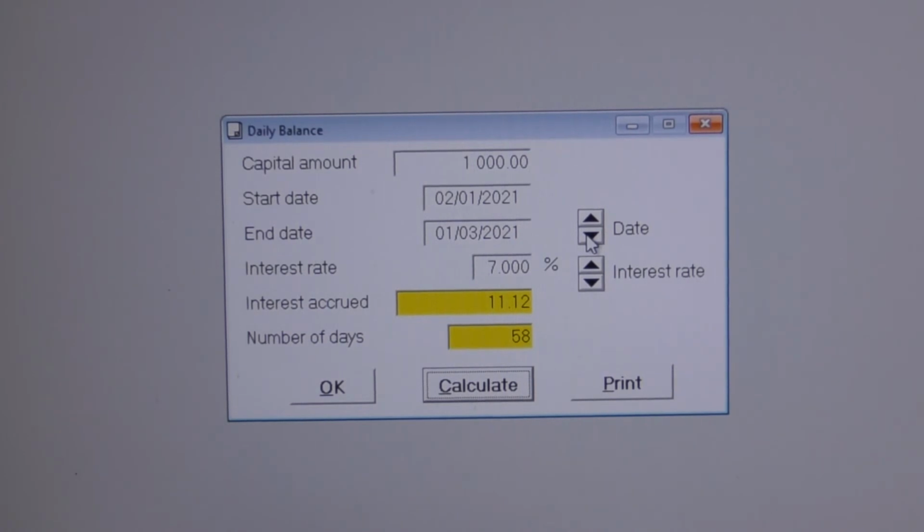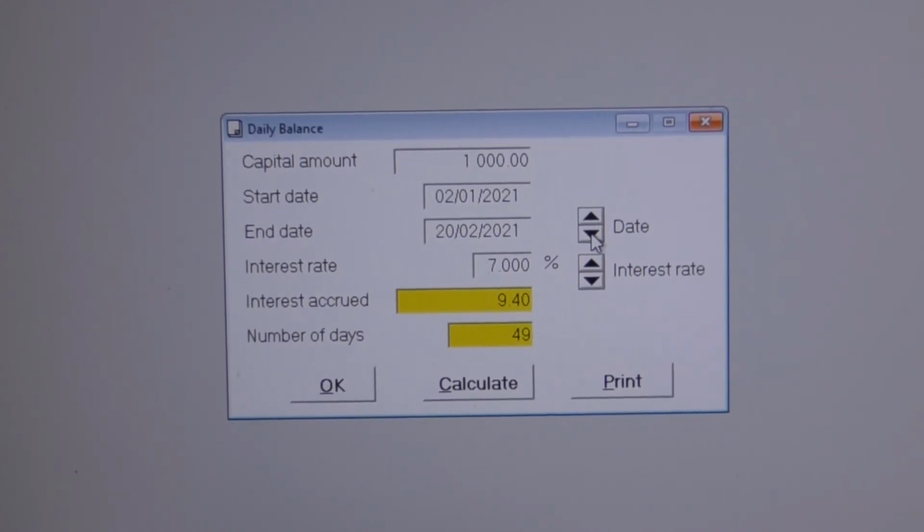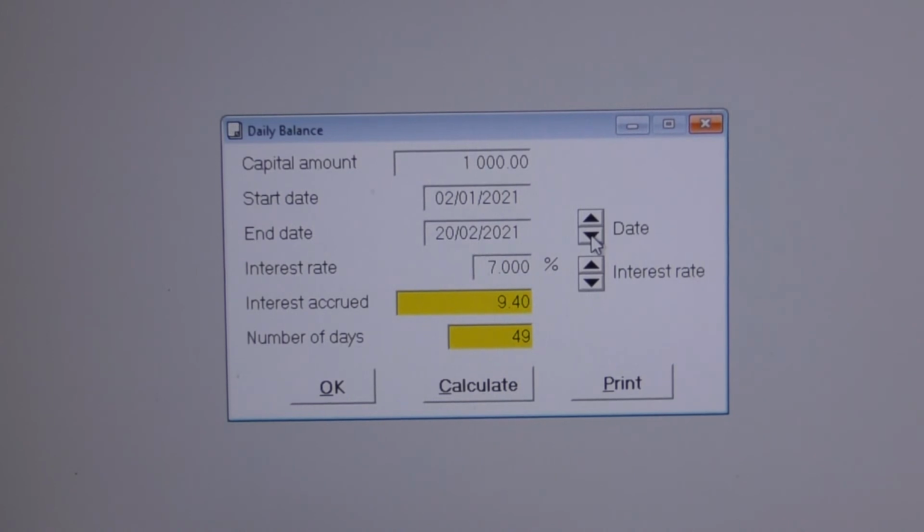We can use these spin buttons to easily change the date and the interest rate. For example, if we decide to pay back the debt on 20th of February, we click on the date down arrow, and we can see that as the end date changes, the number of days and the interest accrued are recalculated.